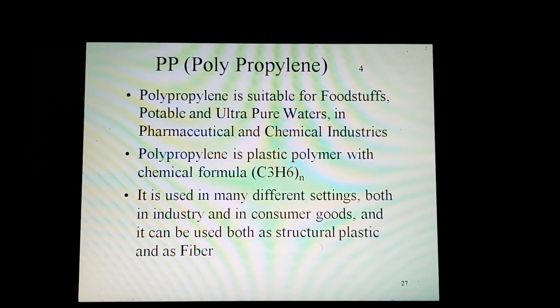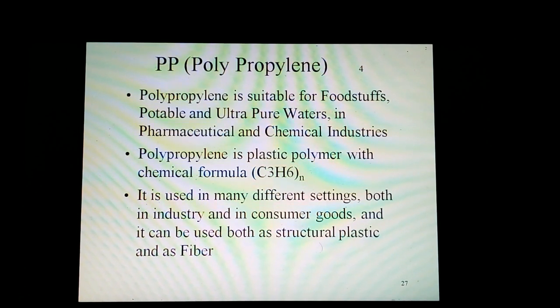Polypropylene is suitable for use with foodstuffs, potable and ultra-pure waters, as well as within the pharmaceutical and chemical industries. Polypropylene is a plastic polymer with the chemical formula (C3H6)n. It is used in many different settings, both in industry and in consumer goods, and it can be used both as a structural plastic and as a fiber.